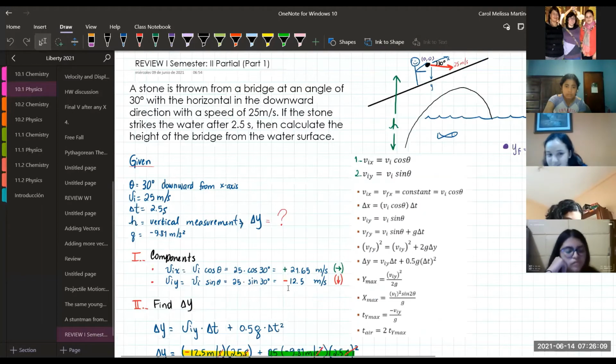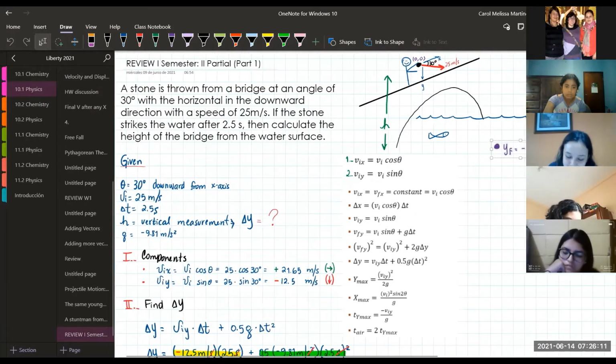Okay, now you can see. You can say that the final position will be negative 61.91 meters. But in the end, what is the height? The height is just a number, a difference, okay? A difference.